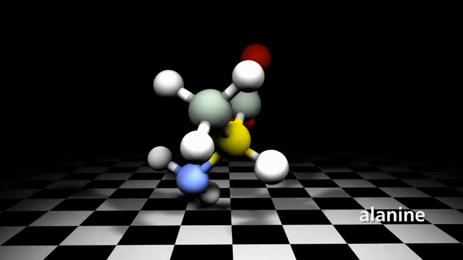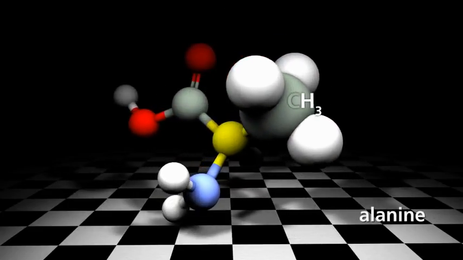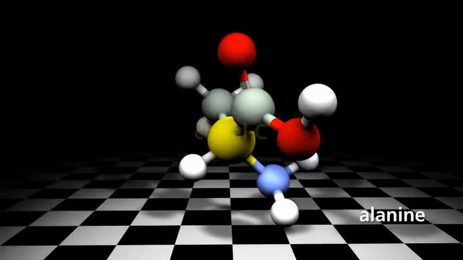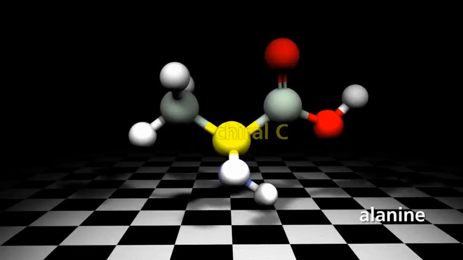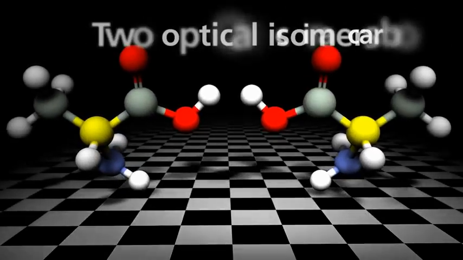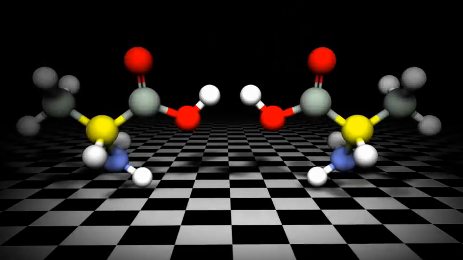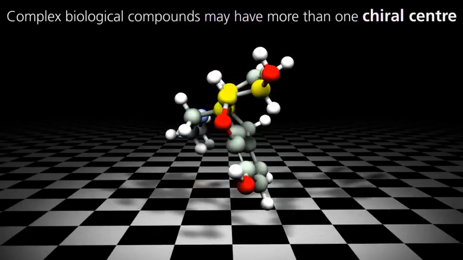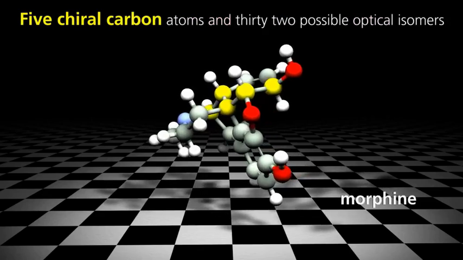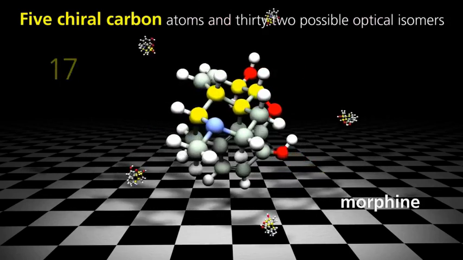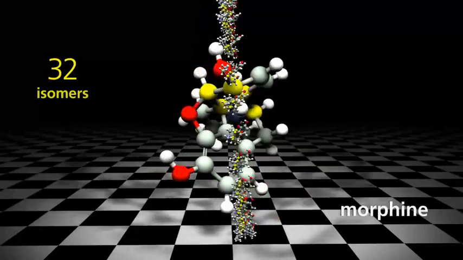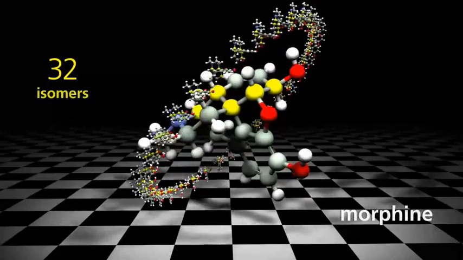This amino acid is alanine: a hydrogen atom, a methyl group, an amino group, and a carboxylic acid group attached to the same chiral carbon atom. Alanine has 1 chiral carbon atom and therefore just 2 possible optical isomers. More complex biological compounds may have more. For example, morphine, a naturally occurring opiate, has 5 chiral carbon atoms and 32 possible optical isomers. Fortunately, nature is so efficient in biosynthesis that biological systems produce only 1 optical isomer of any chiral compound.